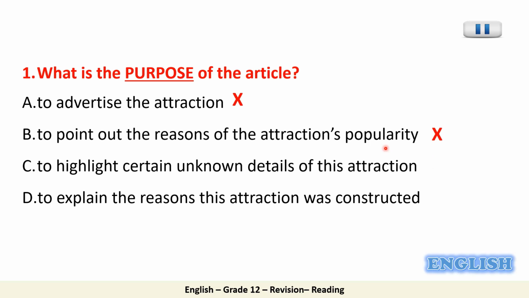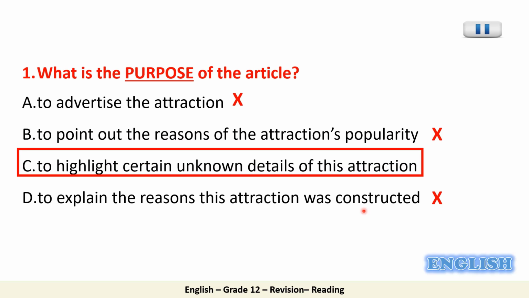Again, this can be excluded. We don't have any reasons why Big Ben is popular. Option D as well can be excluded because we don't have reasons this attraction was constructed. And this makes option C the answer to the question. The purpose is to highlight certain unknown details of this attraction, details like the different names, time of construction, details about the process of building.